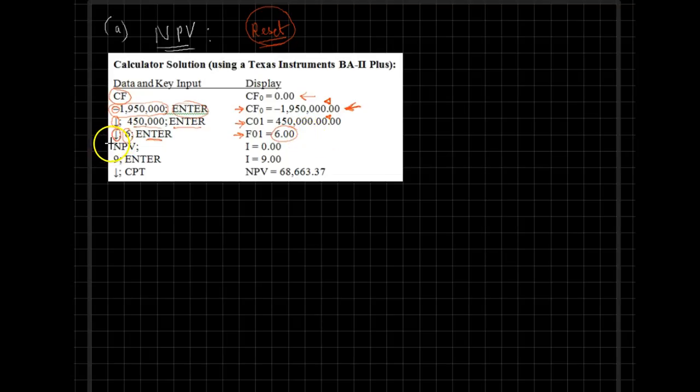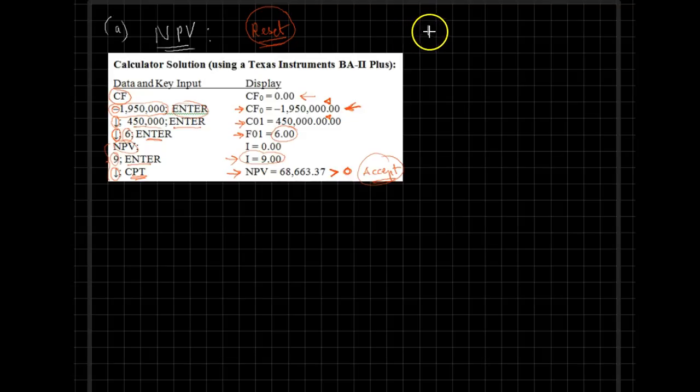Now in the final step, you press NPV. The calculator will ask you to enter the interest rate value, which is 9 in our case. We press 9 and then we press enter. This is the display that will show up next, and then you press down, compute, and you can get the net present value. The net present value of this project is greater than 0, and as such it is an acceptable project. So the company can go ahead and accept this project based on the NPV.